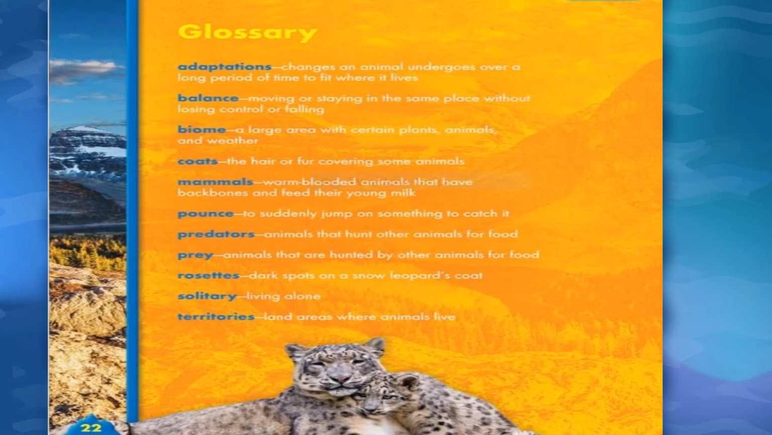So here's our glossary, and we're going to look up the word balance. Balance means moving or staying in the same place without losing control or falling. And then the second bold word was mammals. Mammals are warm-blooded animals that have backbones and feed their young milk.